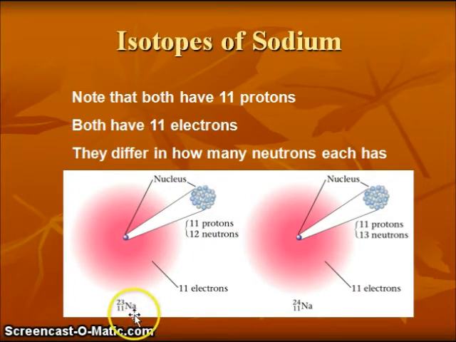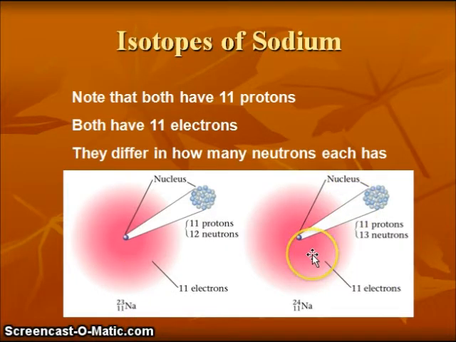Here we have an isotope called sodium-23. Please note again the atomic number 11 in the bottom, the mass number 23 written above. This would be an atom which is going to have 11 electrons, 11 protons, and 12 neutrons. The 11 protons and 12 neutrons give us the mass of 23.